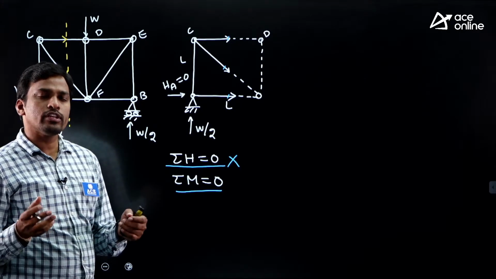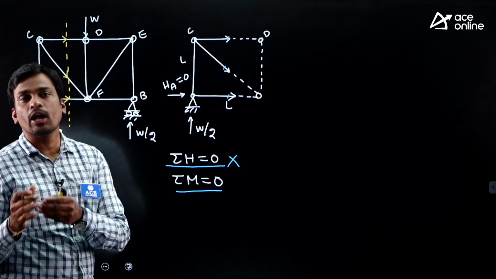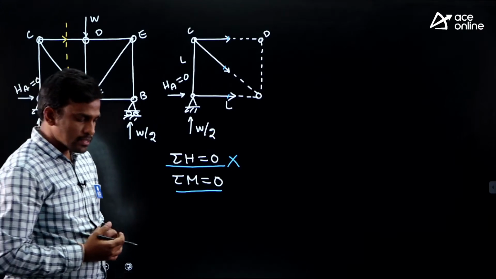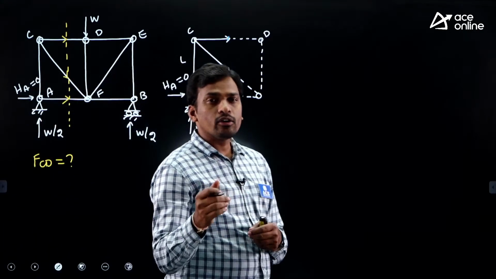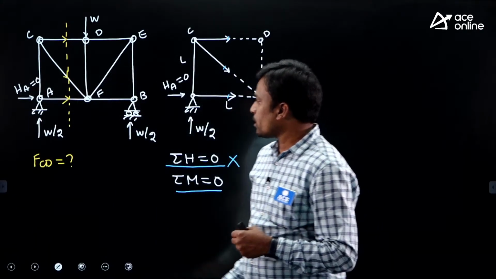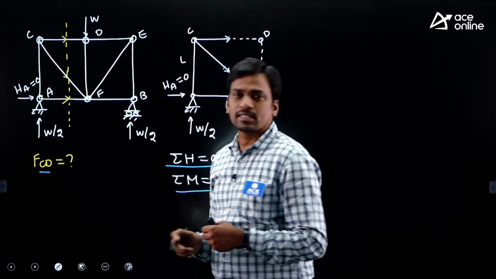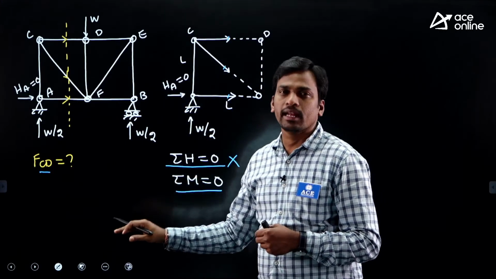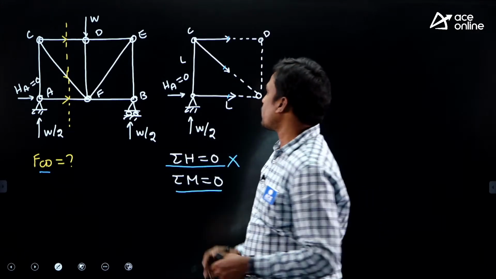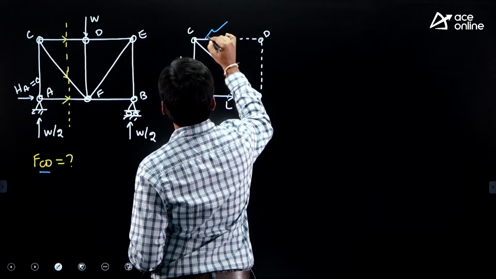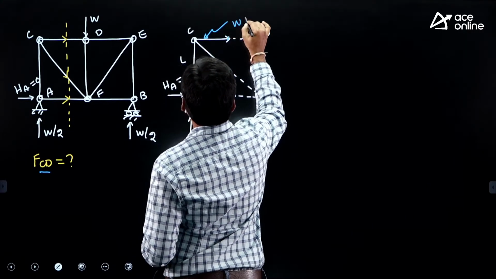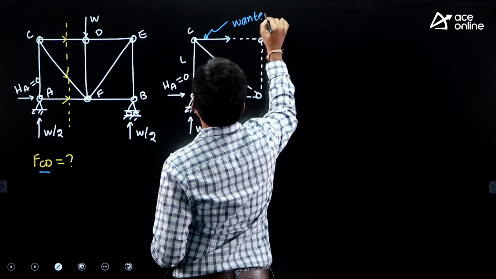Sir, how to know which one is the wanted and which one is the unwanted member, sir? Students, here we want to find the force in which member? We have to find the force in member CD, right? Now member CD is the wanted member.